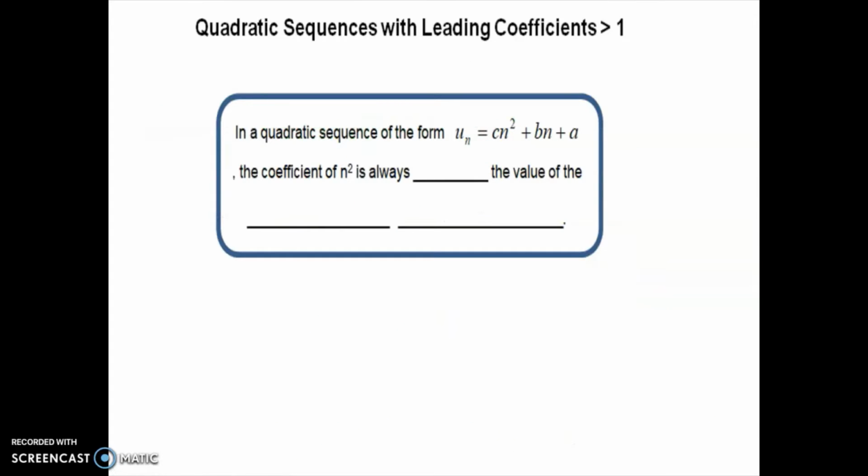Let's keep going. We learned an important rule about quadratic sequences. That linear sequence was just to recap what those were, but now we're talking about quadratic sequences. And we learned an important rule, and it is this. In a quadratic sequence of this form, quadratics always have a variable squared, in our case n squared. If a quadratic takes on this form, the coefficient of n squared, that means the number in front of n squared, in this case the c value, is always half the value of the second difference.